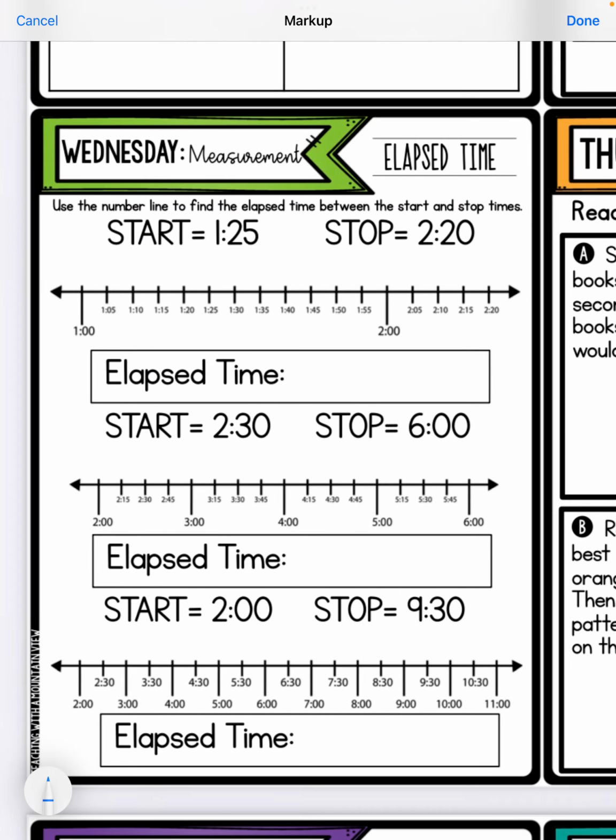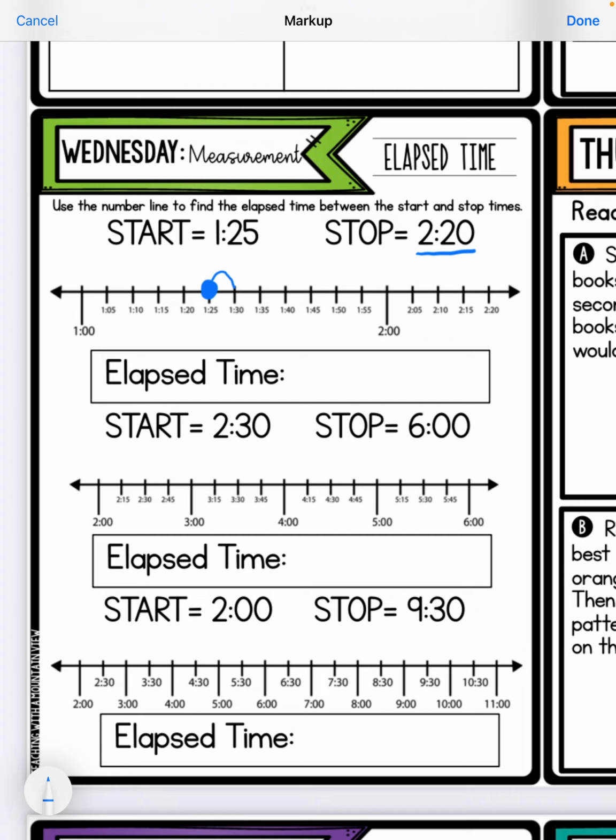Wednesday is elapsed time. It says use the number line to find the elapsed time between the start and stop times. So the start time is where we're always going to start with our first dot on our number line. And then we can skip count by dashes, which are equal to 5 minutes, and I can go all the way up until my stop time. Or we can try pushing ourselves to go in bigger chunks.